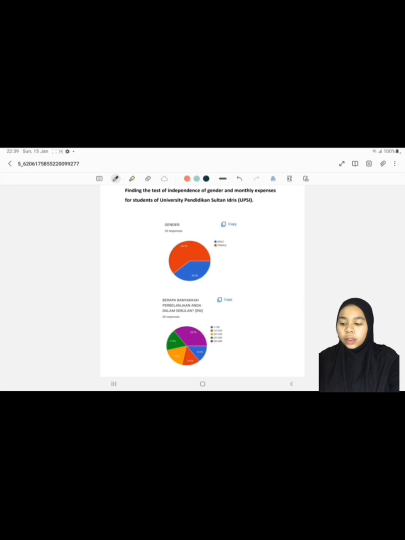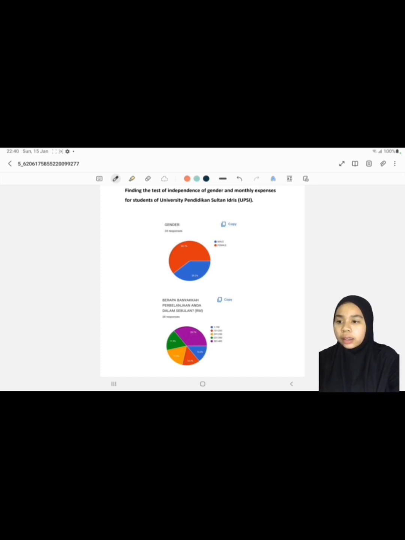Next, I will discuss Objective 3, which is to identify the test of independence of gender and monthly expenses for students of Universiti Pendidikan Sultan Idris. The use of the test of independence is to test whether two characteristics are related or not. For this objective, we use the data for gender and monthly expenses of students that we got from the questionnaire before.